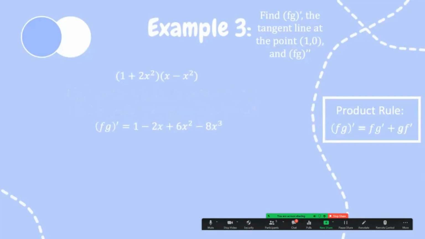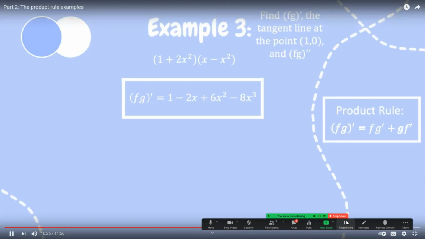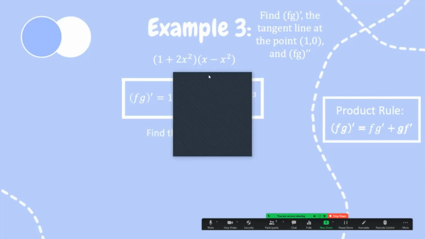And that is our answer. So the derivative of 1 plus 2x squared times x minus x squared is that. But now we have to do part 2, finding the tangent line at the point 1, 0.